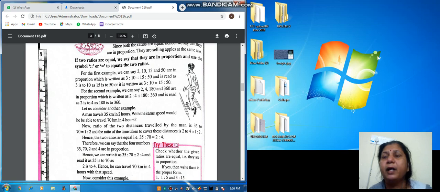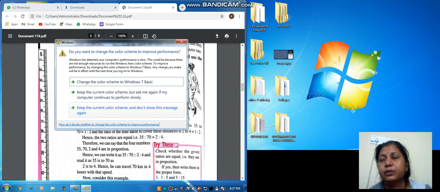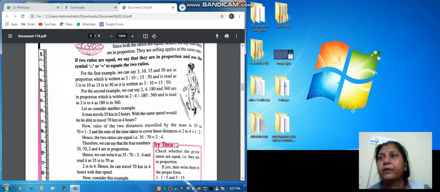A man travels 35 kilometers in 2 hours. With the same speed, would he be able to travel 70 kilometers in 4 hours? Now the ratio of the distance traveled by the man is 35 as to 70. First we take the ratio of distance. How much did he travel first? 35, and later 70. So what ratio do we get?